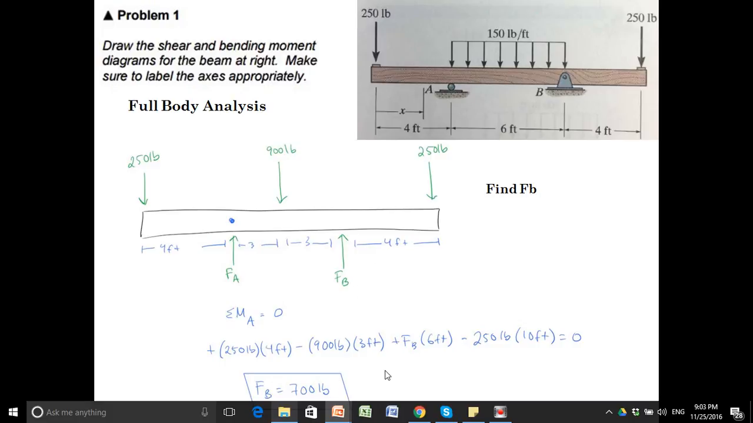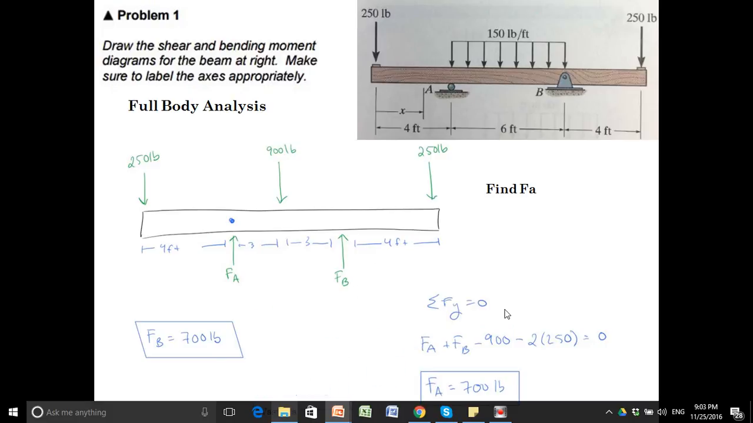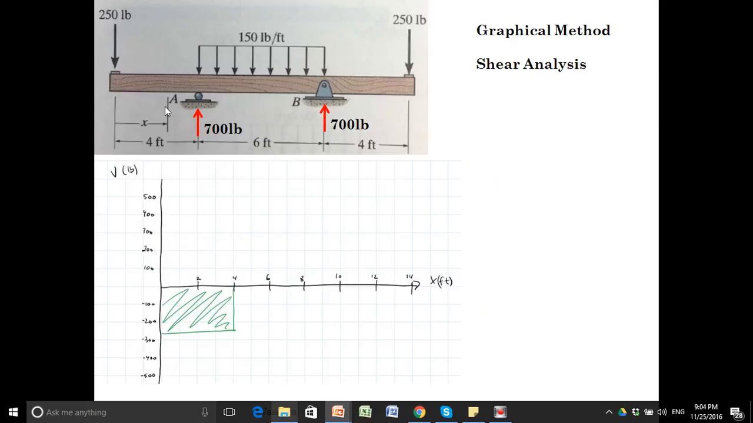Now that we found FB, we can solve for FA simply by summing the forces in the y direction. So FA plus FB minus 900 minus 250 minus 250, and FA is also 700. So now we found our full body diagram. We know all of the forces.